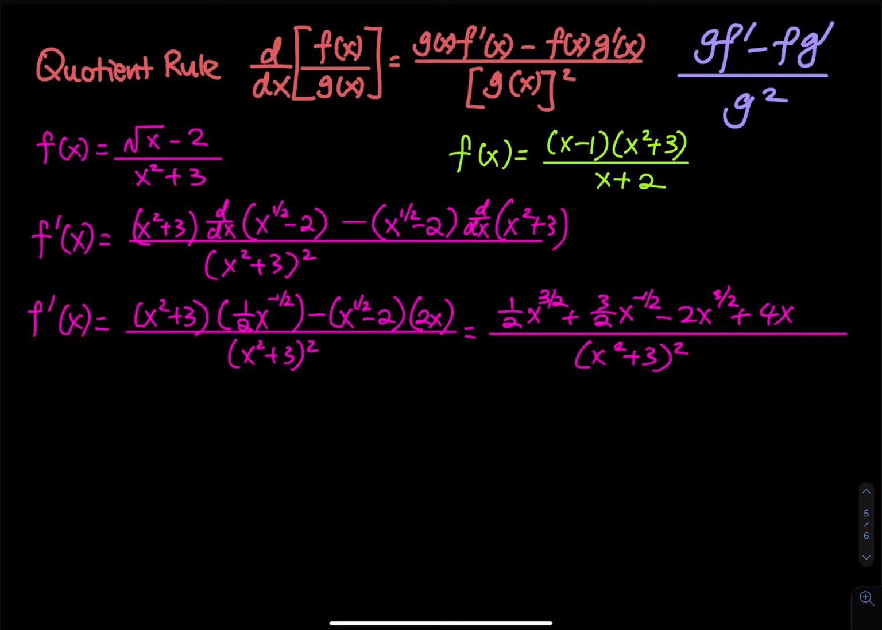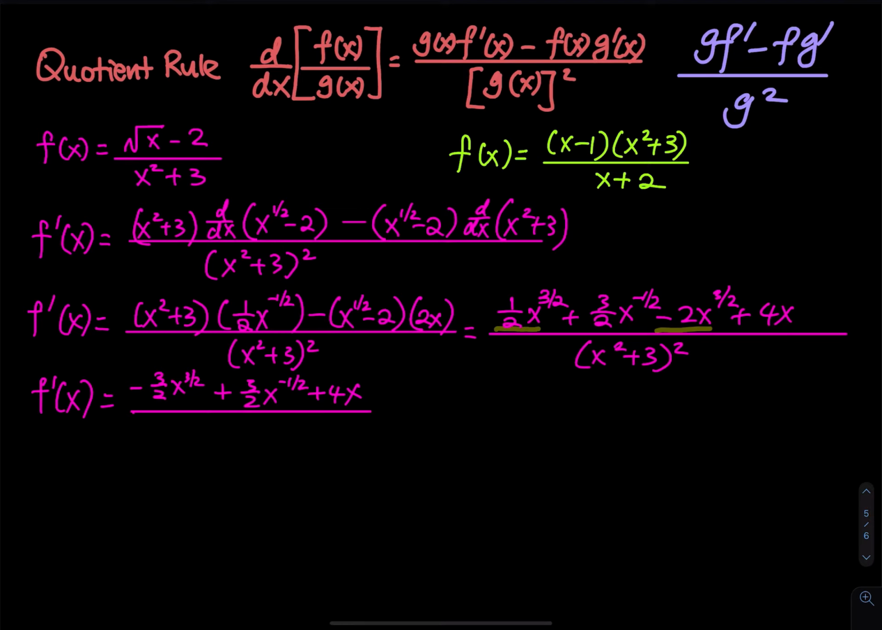And then anything else we can do? Yep, we can combine the 2 and the negative 2, right? So 1/2 minus 2 equals negative 3 over 2. So overall, f prime of x equals negative 3 over 2, x to the 3/2, and then plus 3 over 2, x to the negative 1/2, and then plus 4x, divided by the square of the denominator, x squared plus 3 squared. All right, this is your final answer.